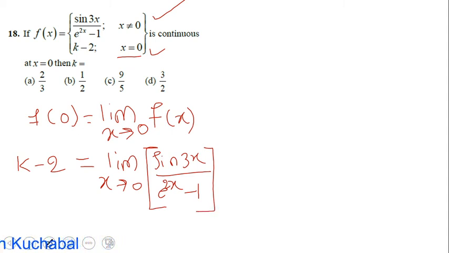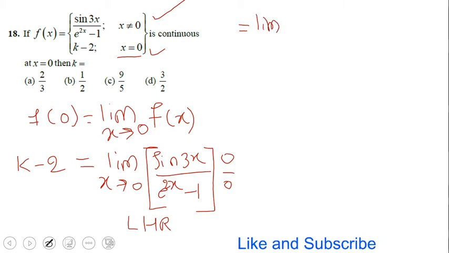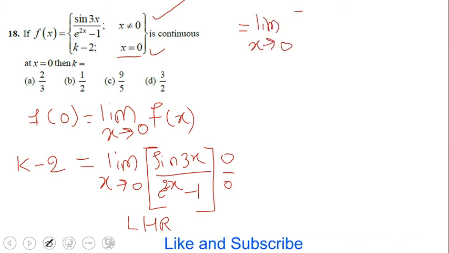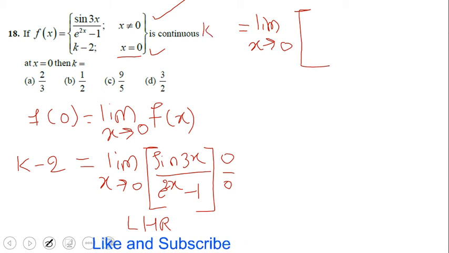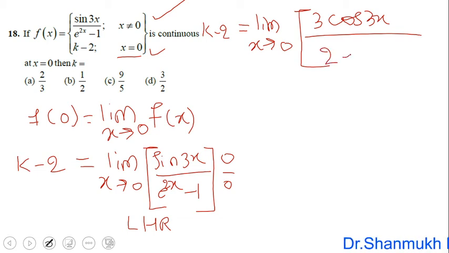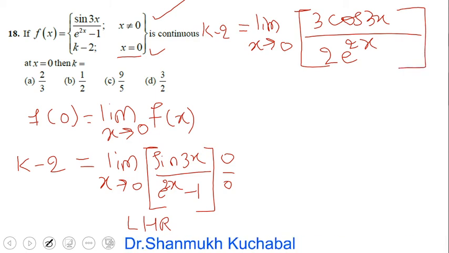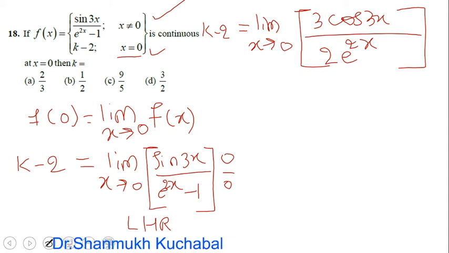So it is an indeterminate form, 0 by 0 we get. So for 0 by 0 we will apply L'Hospital's rule. That is, we have to differentiate the numerator separately as well as the denominator separately. Here the LHS is k minus 2. So the differentiation of sine 3x is 3 cos 3x, and the differentiation of the denominator is 2 e raised to 2x, and the differentiation of minus 1 is 0 here. Now it is not in an indeterminate form. Now wherever x is there, we'll replace it by 0.